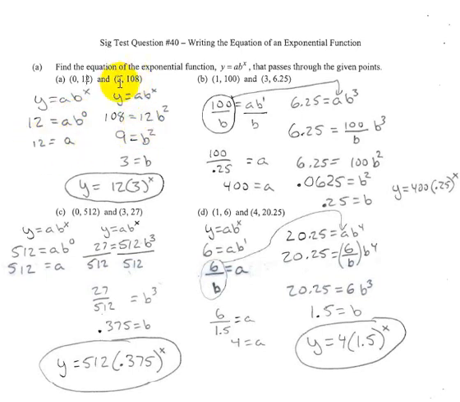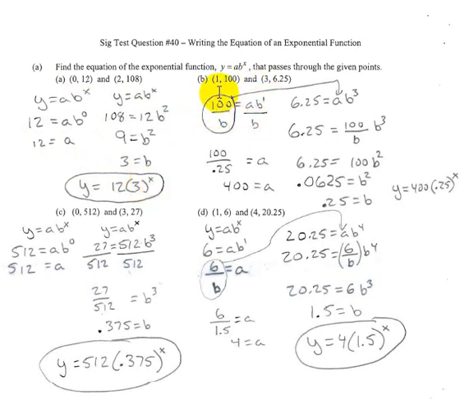I'm going to use the other point now. I have 2 and I have 108. 108 is my y, 2 is my x, and we know that 12 is my a. Divide by 12 on each side and I get 9 equals b squared and 3 equals b. Raise each side to the 1/2, or most of you just do that in your head. Now my equation would be y equals 12 times 3 raised to the x.